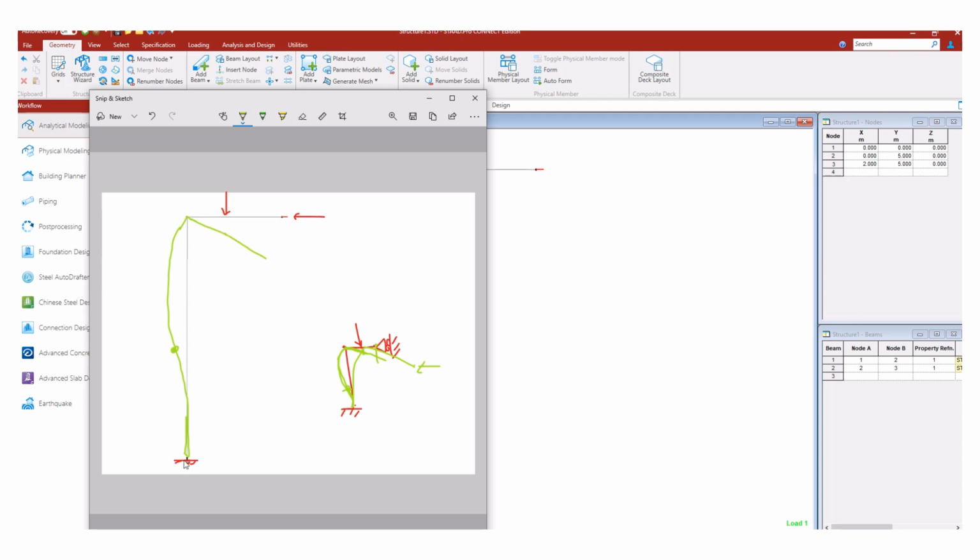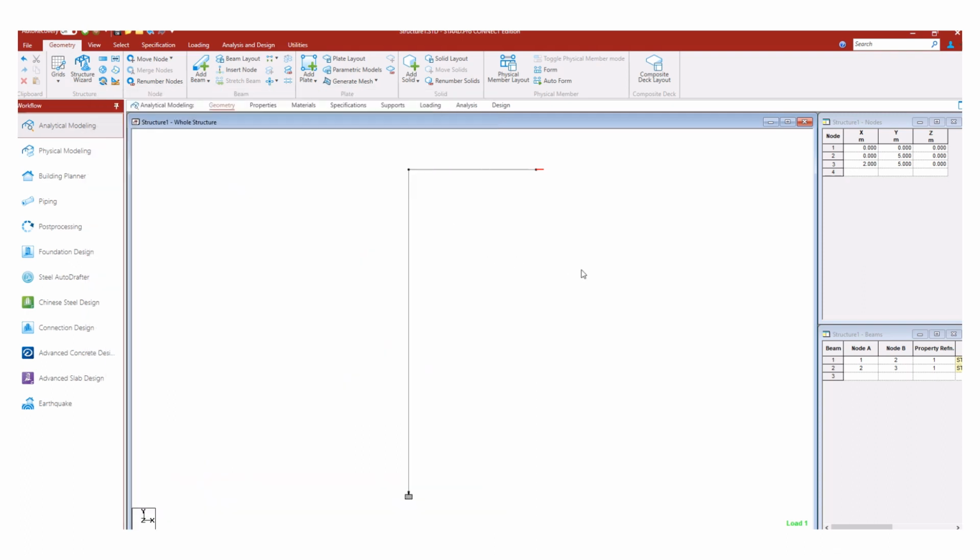Because of this horizontal force, there will be a reaction moment here. This vertical force will be restrained by this vertical force. This horizontal force will be restrained here. Because of this vertical force and this horizontal force, there will be a moment here. So the bending moment diagram will look like this, and like this it will come, the bending moment diagram.